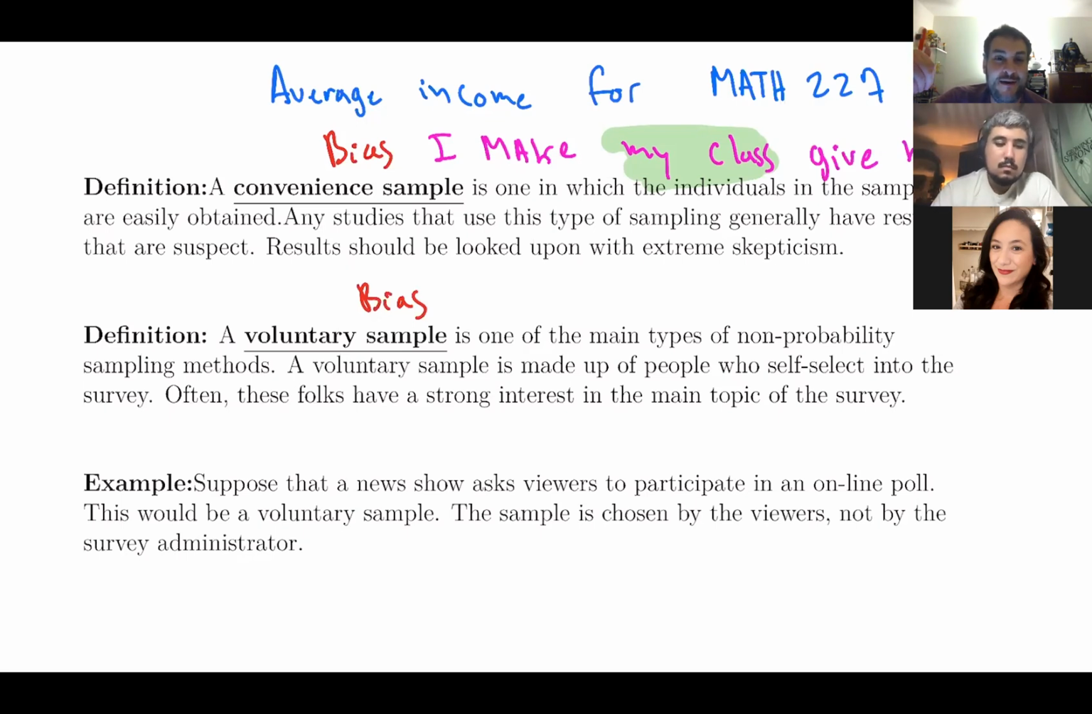Another way that you could get a voluntary sample is usually when they do an online poll.